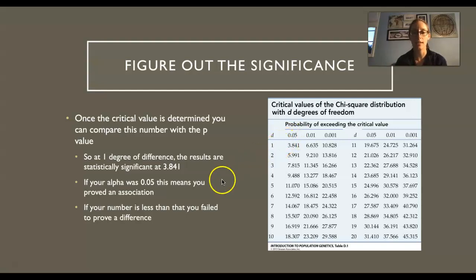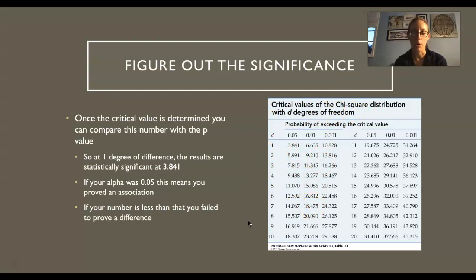So if your number is less than that, you failed to prove a difference. And when you fail to prove a difference, you're agreeing with the null. You have failed to reject the null. And again, that null is kind of the opposite. It's saying there's no difference there when your hypothesis is that there is a difference there. So that's all this is: looking at one of these tables and figuring out whether or not your numbers meet those significant markers.